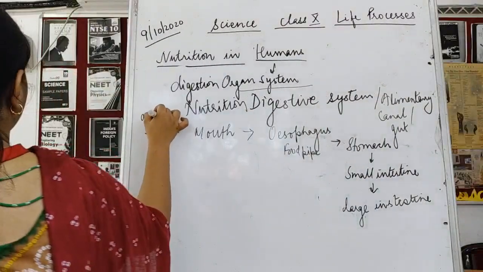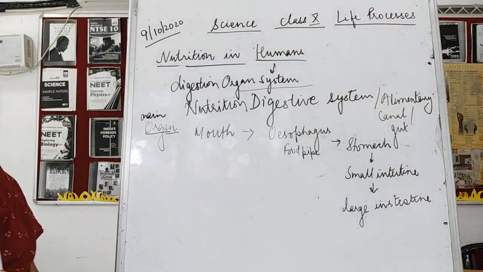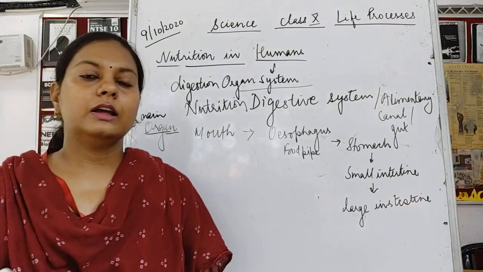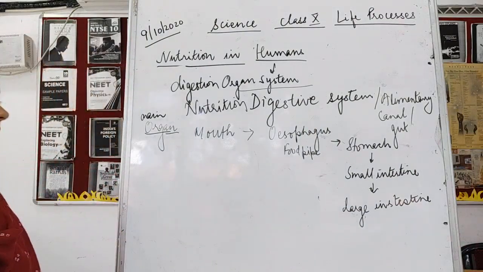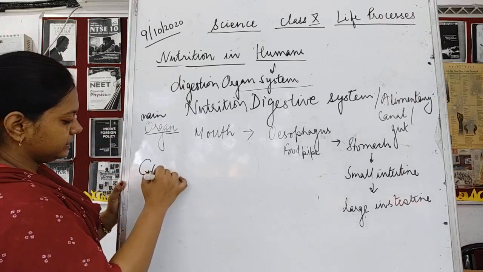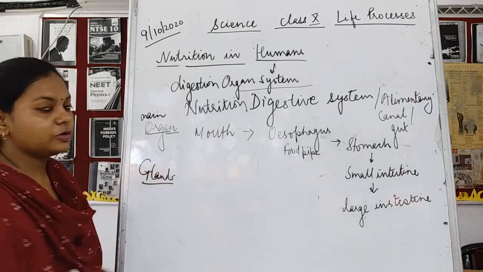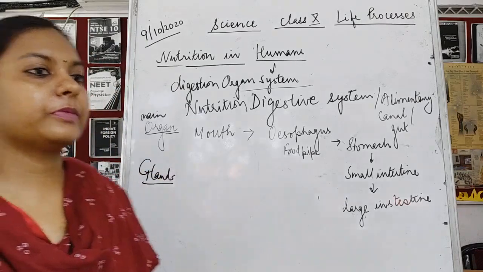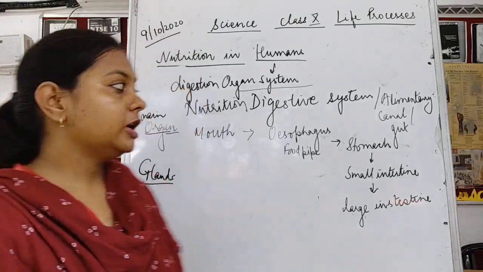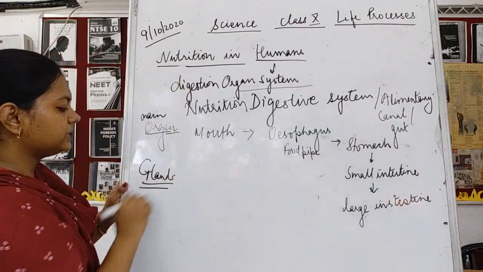So these are the main organs which are present in the alimentary canal, or inside the digestive system. Now next, there are glands present. There are glands also associated with the same digestive system or the alimentary canal. So these are the organs. Now the glands which are associated.